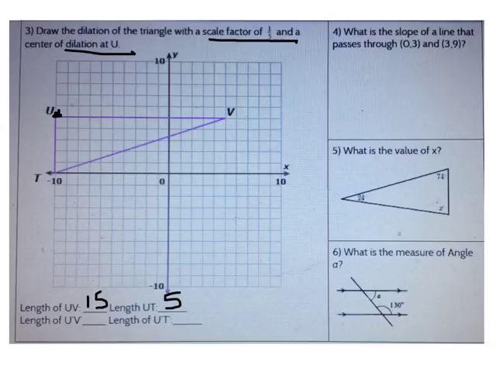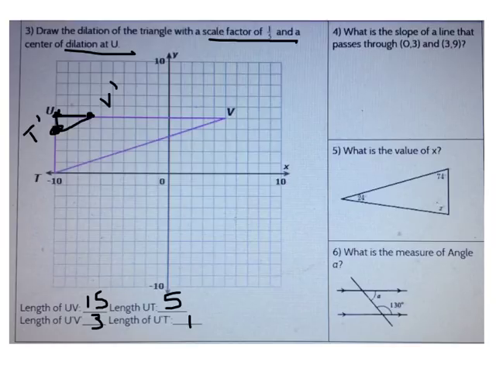What's the length of UT? It's 5. If I multiply by a scale factor of 1/5, what will be the new length of U prime, V prime? It will be 3. What will be the new length of U prime, T prime? It will be 1. Go ahead and draw that dilation in now. Check to see that your dilation looks like mine. UVT has been reduced by a scale factor of 1/5. Now let's do another one.